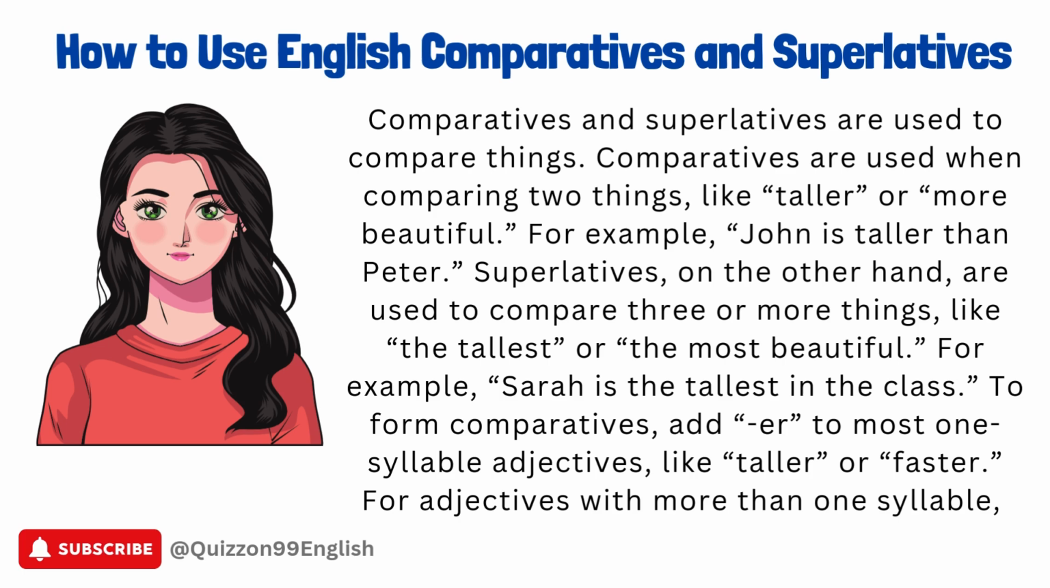How to use English comparatives and superlatives. Comparatives and superlatives are used to compare things. Comparatives are used when comparing two things, like taller or more beautiful. For example, John is taller than Peter.